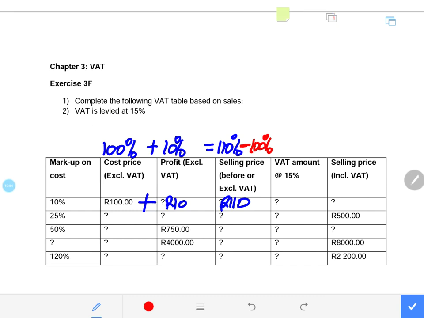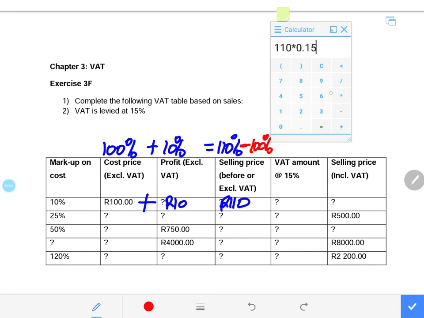Have that at the back of your mind. Although we know that this amount is 110% when we speak of the markup, currently it is 100% before we add the 15% of VAT. So we need to calculate the amount of VAT. Remember, the selling price does not include VAT, which means it is exclusive of VAT. So now what do we do? We say 110 times 0.15. Remember, 0.15 is 15 over 100. So that will be 16 Rand 50 cents.